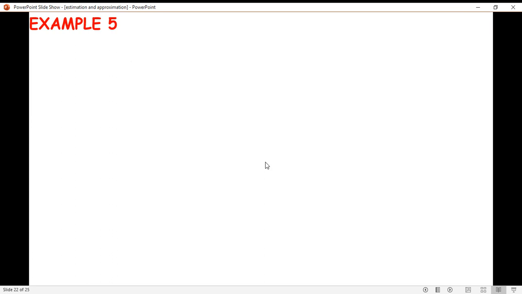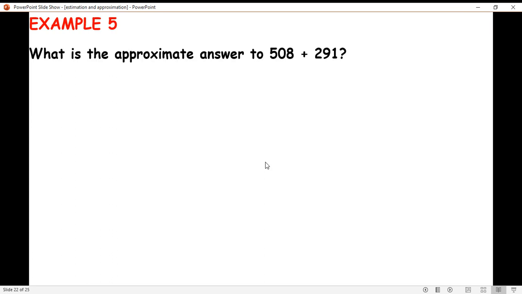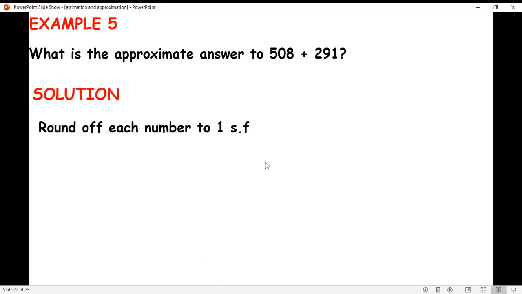Now, let's look at example 5. In example 5, the question is, what is the approximate answer to 508 plus 291? This is a kind of operation that involves addition, okay? But we are going to find the approximate answer. How can we do justice to this kind of problem? First, what we're going to do is to round off each number to one significant figure. You can see you have to round off each number to one significant figure. That means you count only one digit.